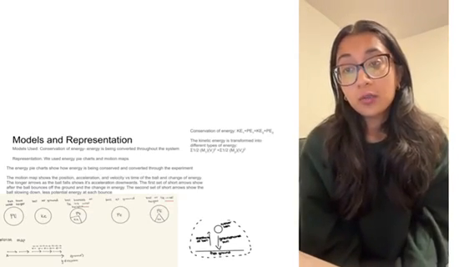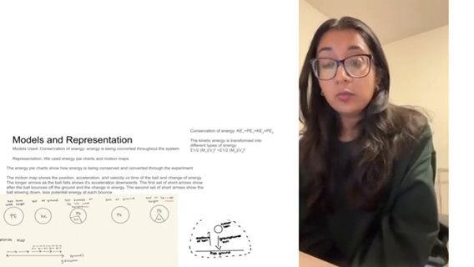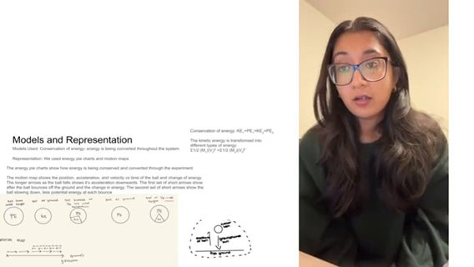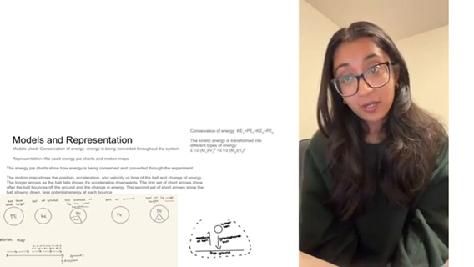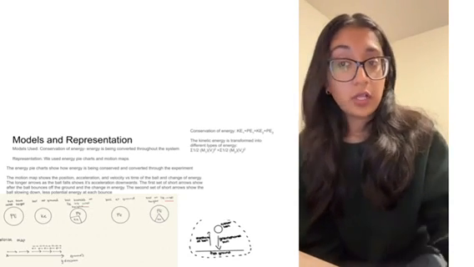The first one was kinetic energy 1 plus potential energy 1 is equal to kinetic energy 2 plus potential energy 2. And then our next equation was half mass 1 times the velocity 1 squared is equal to half of the mass 2 times the velocity of the final squared.